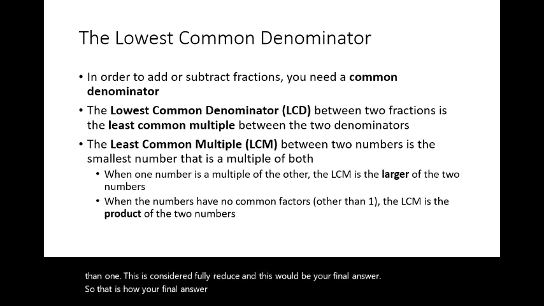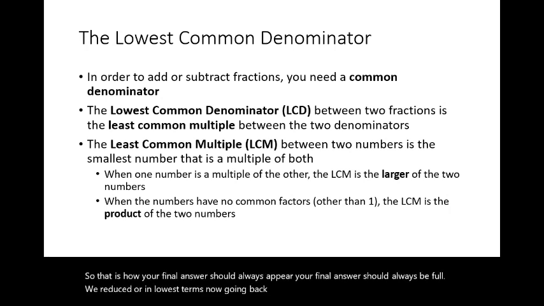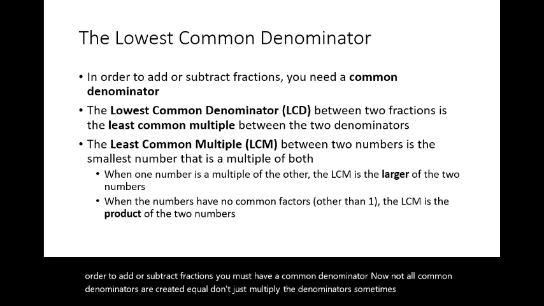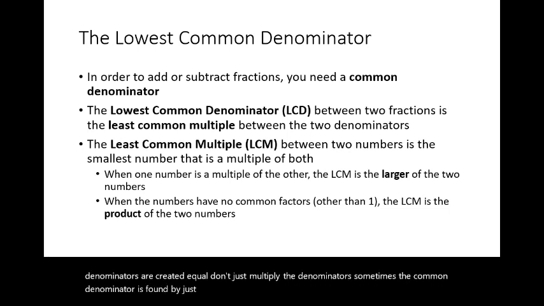Your final answer should always be fully reduced or in lowest terms. Now, going back to adding and subtracting rational numbers, in order to add or subtract fractions, you must have a common denominator. Now, not all common denominators are created equal. Don't just multiply the denominators. Sometimes the common denominator is found by just multiplying them, but not always.